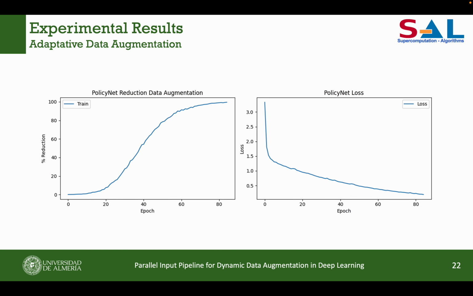Here we can see the reduction of the data augmentation that can be seen in the policy network, which is the neural network that decides the data augmentations. And at the epoch 30, the reduction of the data augmented samples is about 40%.